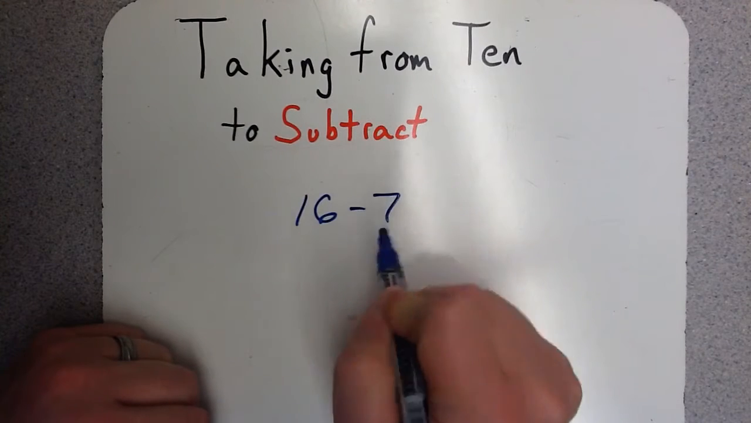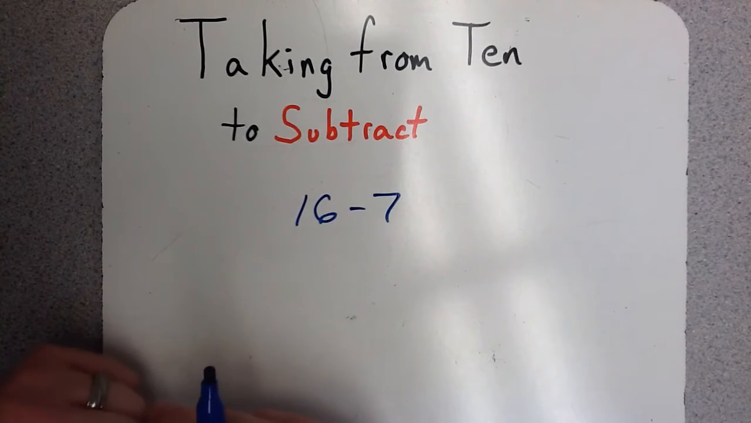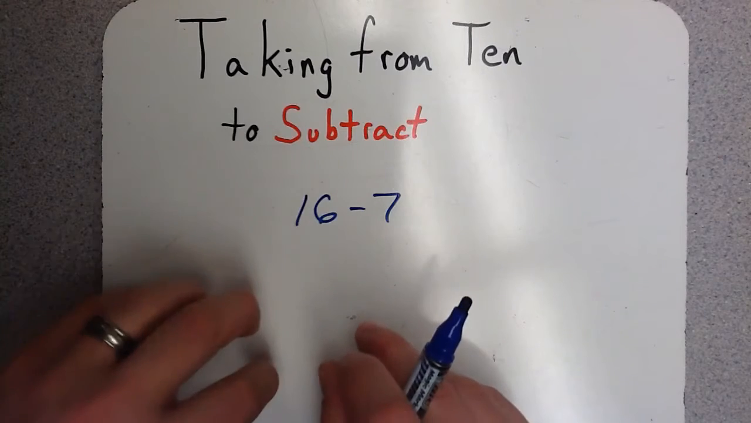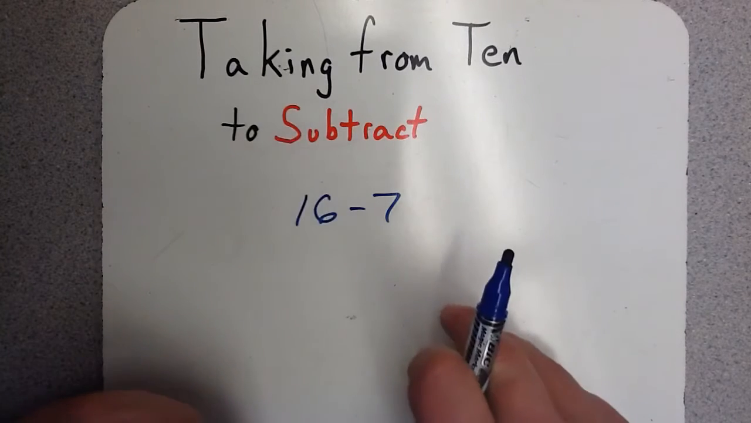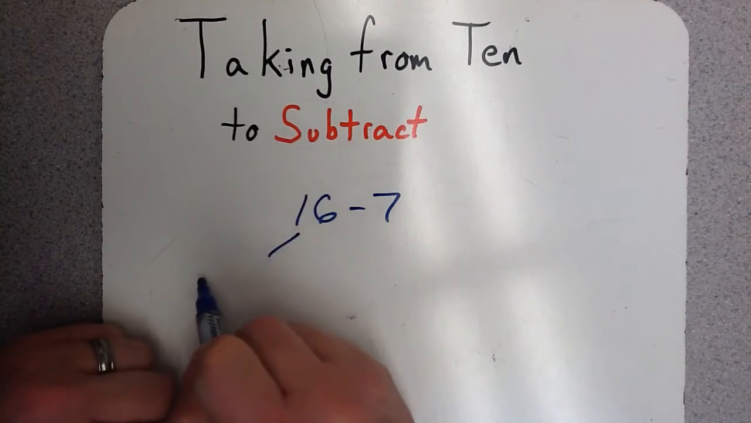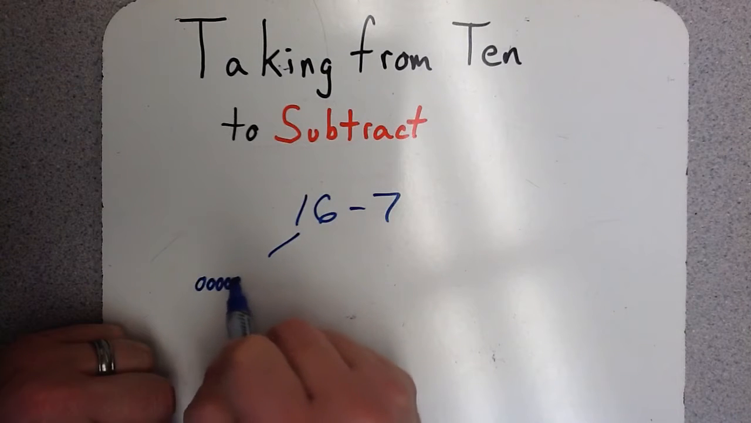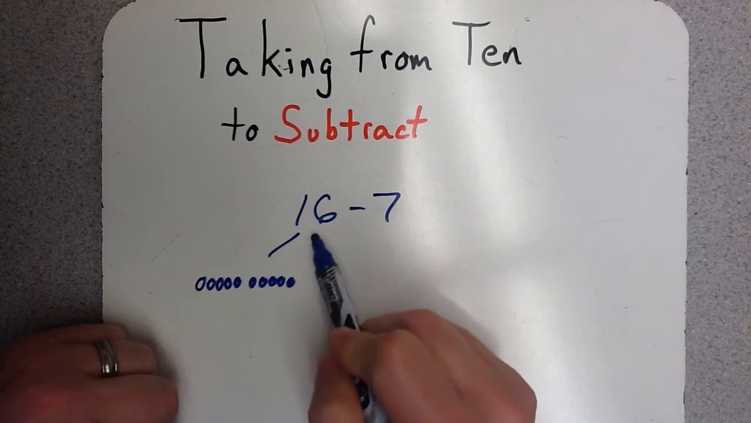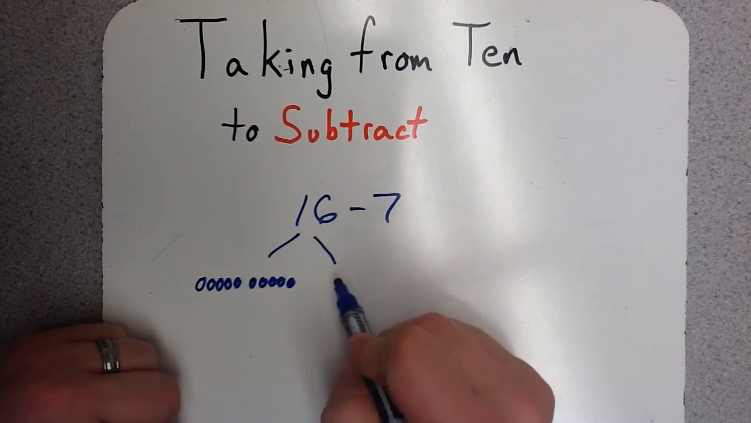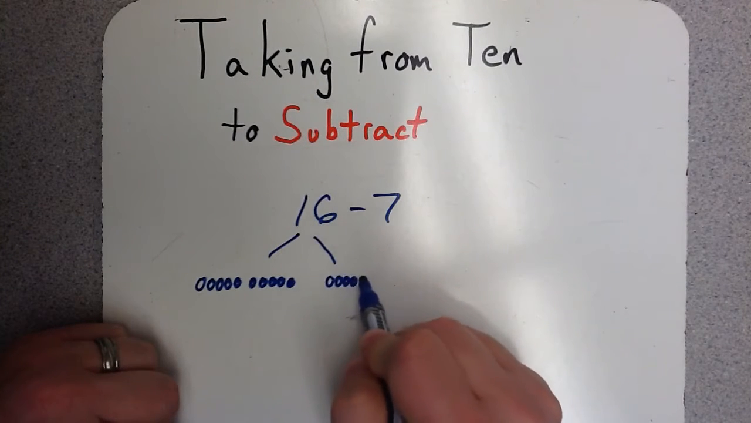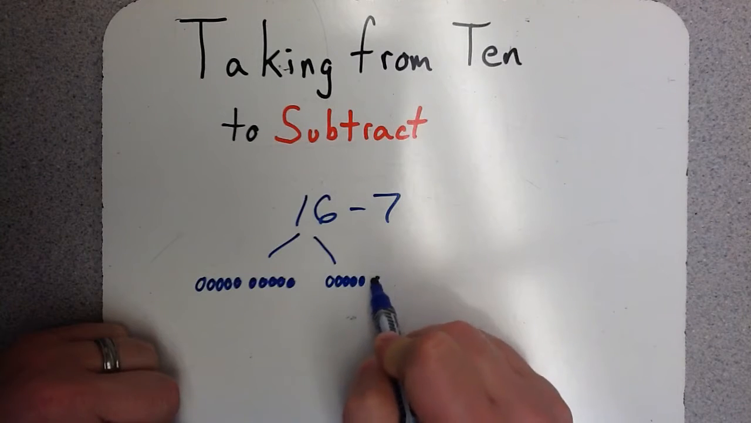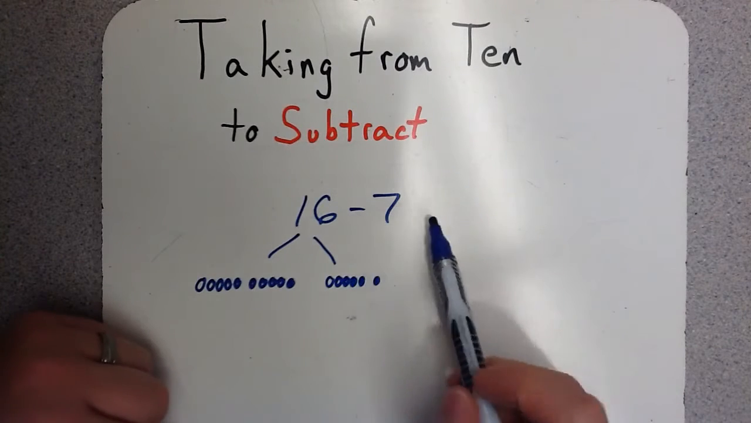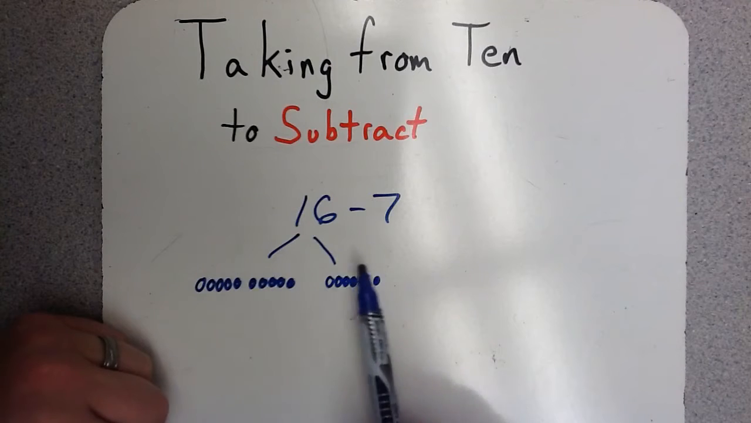16 minus 7. Now the way the taking from 10 strategy works is we're going to break out 10 from the number and then we're going to have some more. So 16 is 1, 2, 3, 4, 5, 6, 7, 8, 9, 10. It's 1 10 and then 6 ones. And I'll put that right there. So I have my 10 and I have my 6.